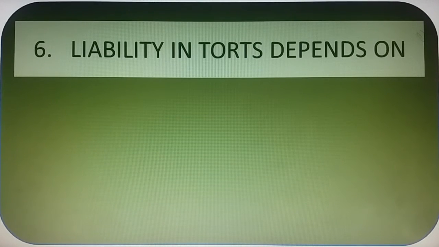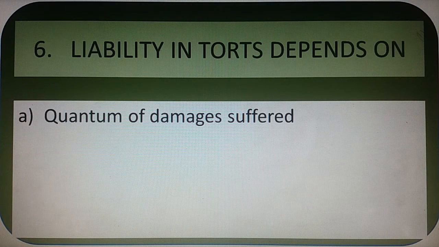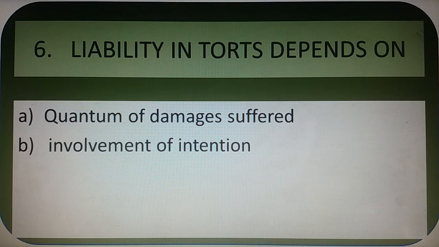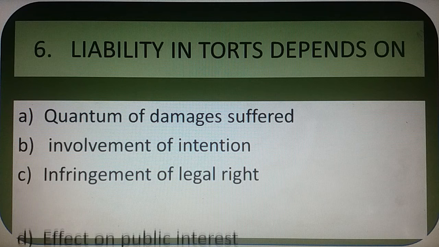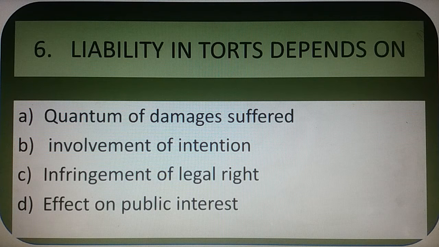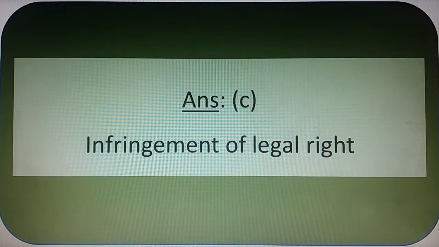Liability in torts depends on A. Quantum of damages suffered, B. Involvement of intention, C. Infringement of legal right, and D. Effect on public interest. And the correct answer is C. Infringement of legal right. Until and unless there is a violation of legal right, you cannot claim under the law of tort. No action can be raised.